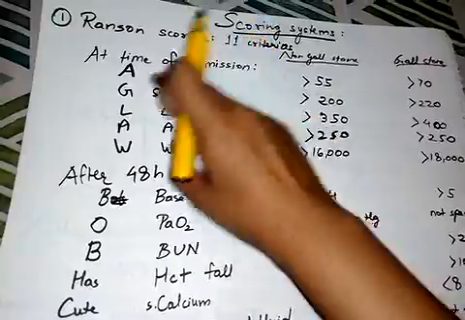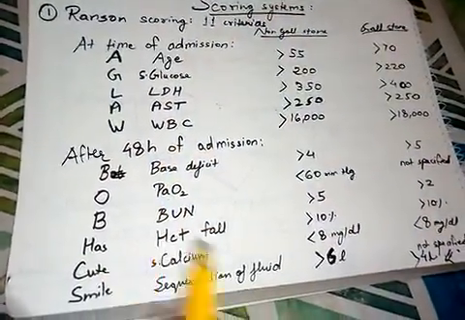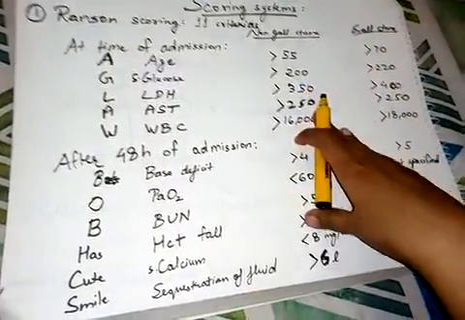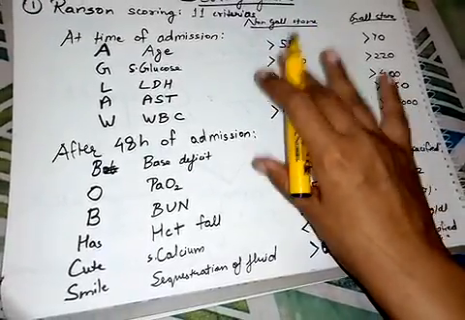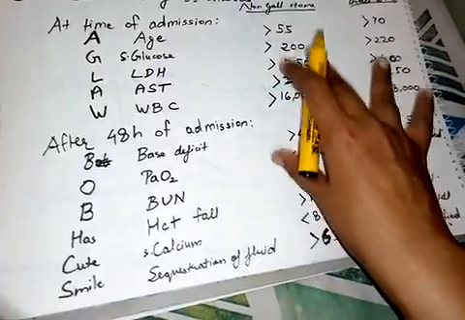At the time of admission, we have to look for these 5 criteria, and after 48 hours of admission, we have to look for these 6 criteria. All these criteria are given 1 point each. If the score is more than 3, it is diagnostic of severe acute pancreatitis.